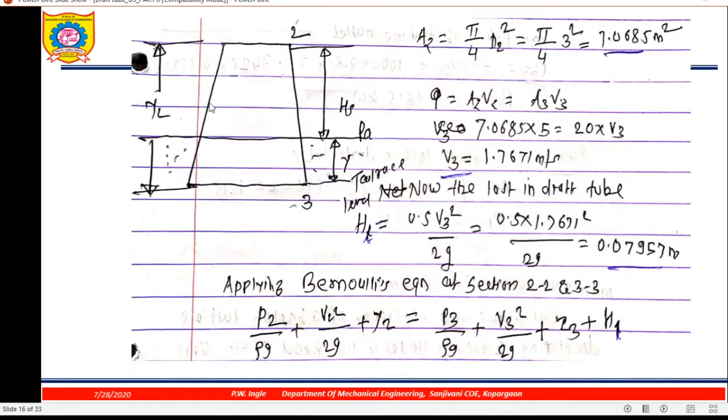So we'll go step by step. So what is given? This is Y2, this is Hs and this is Y. This is Pa. So A2 is what? Pi by 4 D2 square, which is 7.0685 meter square. Q equals A2 V2. So we'll get the value of V3. Now the loss in draft tube is 0.5 times V3 square by 2g. So we'll get 0.0795 meter.